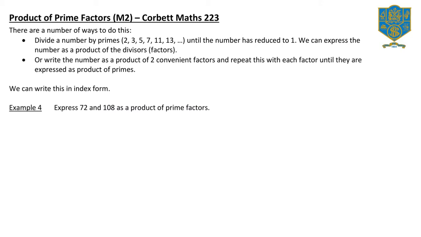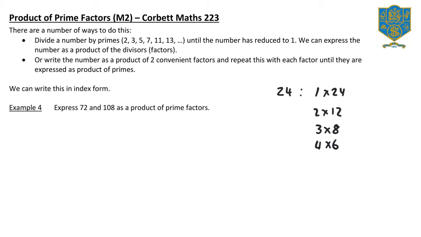Product of prime factors. So there are a number of ways to do this. Now what this really means is we're trying to factorize a number. So we're trying to come up with all the numbers that divide evenly into another one. So we've already looked at if we were trying to factorize 24, we'd be thinking about 1 times 24, 2 times 12, 3 times 8, and 4 times 6. But whenever we're trying to write them as a product of their prime factors, we can see that 24, 12, 8, 6 and 4 aren't prime numbers, so we need to try and express them as primes being multiplied together.